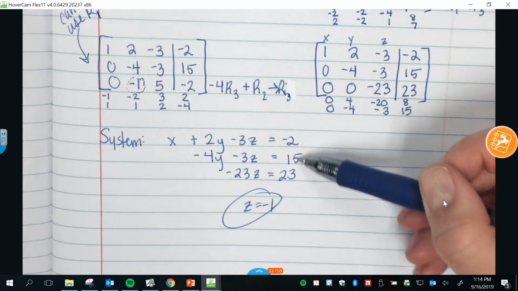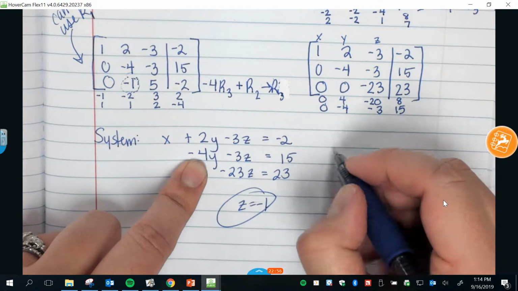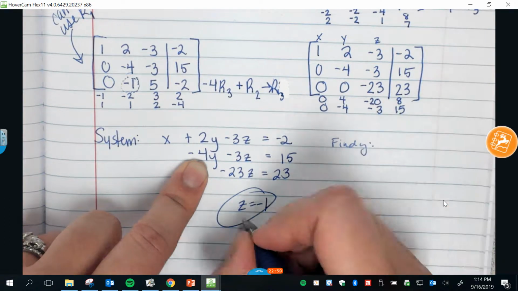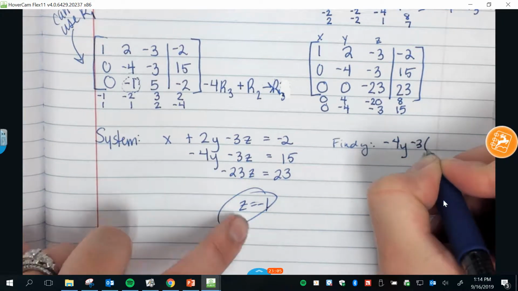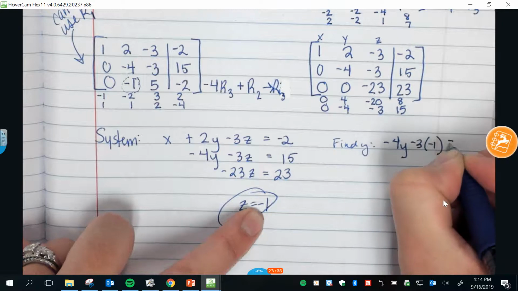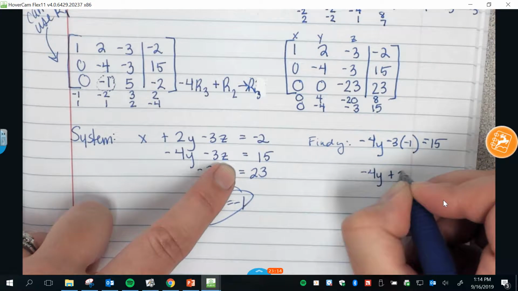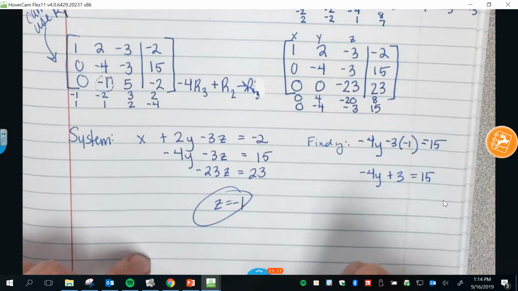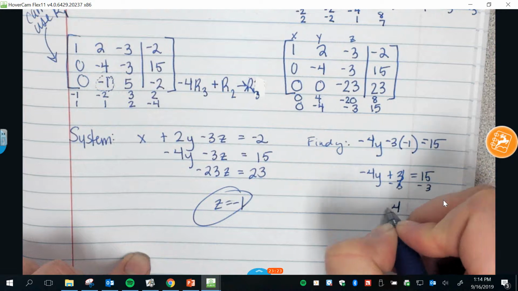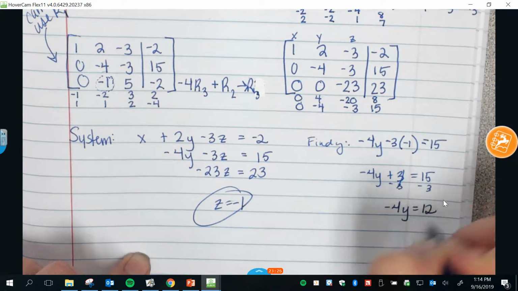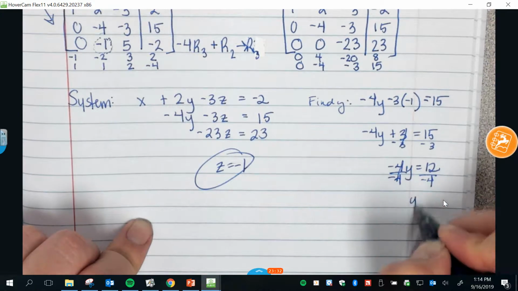Y, right? Y'all practiced this on Friday where you went backwards, right? Okay. So now I can find y. I plug in negative 1 for z. So negative 4y minus 3 times z, which is negative 1, equals 15. And I just solve that through, right? Negative 4y plus 3 equals 15. Minus your 3 from both sides. Oops, that's negative 4y equals 12. So what is y? Negative 3.